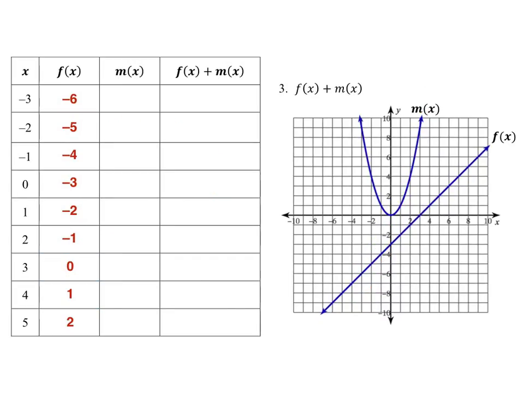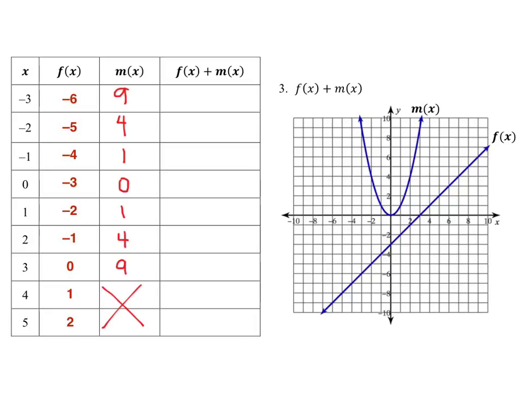Number 3 is the same kind of thing. F of x, once again, it is the same f of x that we had on 1 and 2. M of x, I'm going to write down the y values for the given x values. So when x equals negative 3, y equals 9. When x equals negative 2, y equals 4. At negative 1, y equals 1. At 0, y is 0. When x is equal to 1, y equals 1. When x equals 2, y is equal to 4. At x equals 3, y equals 9. And then I didn't give you any information for x equals 4 and x equals 5.